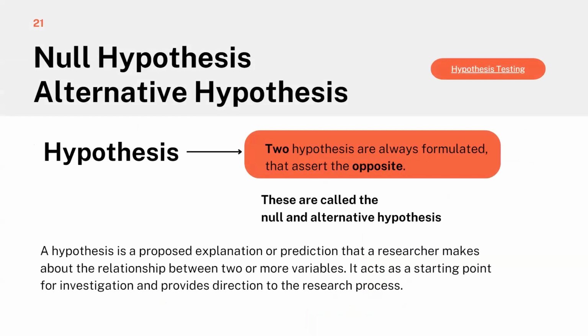So from the understanding of population mean and hypothesis mean, now we are moving into what is null hypothesis and alternative hypothesis. In hypothesis testing, two hypotheses are always formulated and they assert the opposite. These are called null hypothesis and alternative hypothesis. A hypothesis is a proposed explanation or prediction that researchers make about the relationship between two or more variables. It acts as a starting point of investigation and provides direction to research processes.